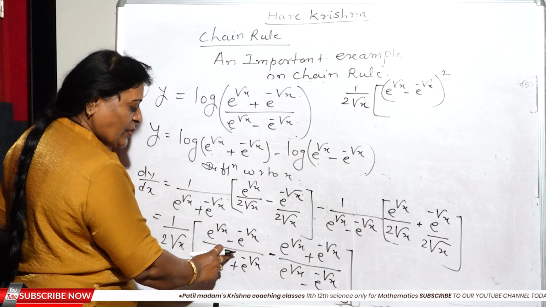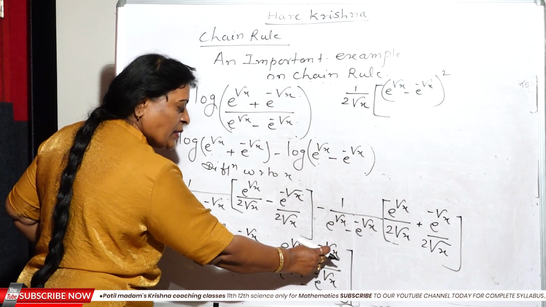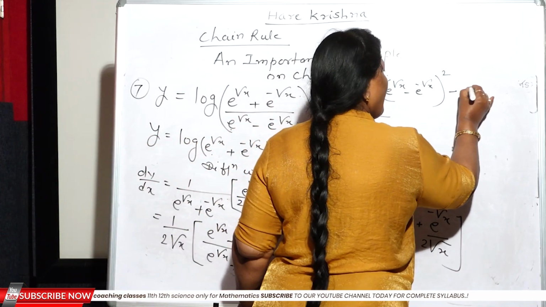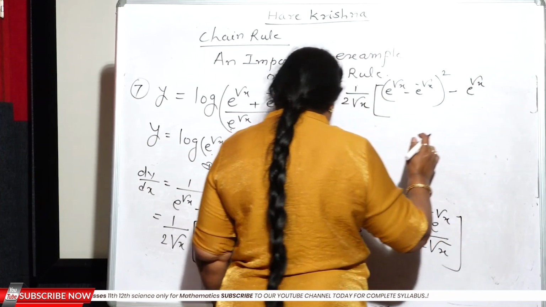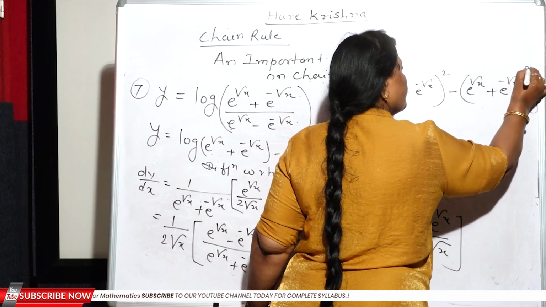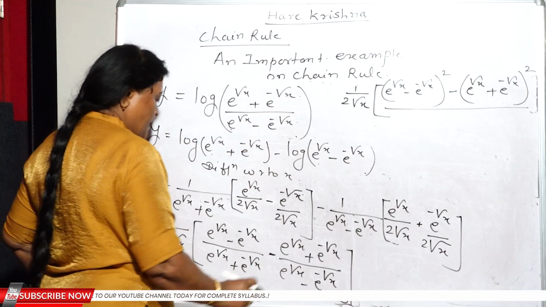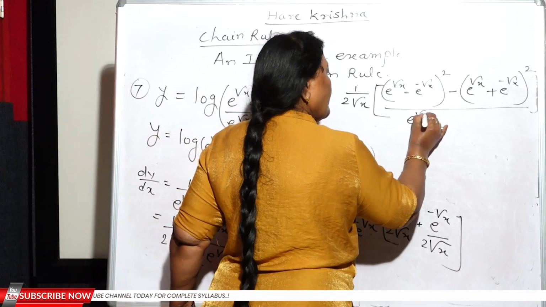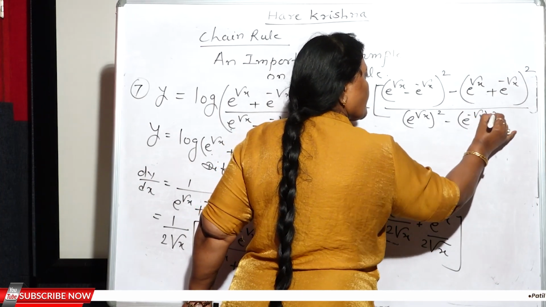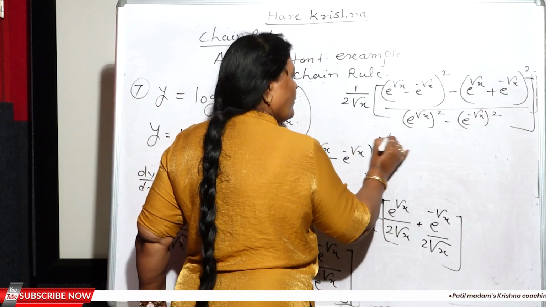Now here again e raised to root x plus e raised to minus root x, e raised to root x plus e raised to minus root x. Again if you multiply, you will get the square, and this is the minus sign. E raised to root x plus e raised to minus root x whole square, divided by, again it is just like a plus b, a minus b, means the square of the first term e raised to root x square minus e raised to minus root x square. Right? This is a little bit lengthy. 1 upon 2 root x.